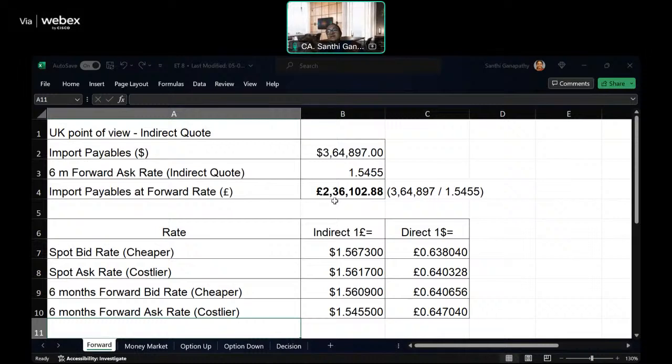That is why in a direct quote, bid rate is less than ask rate. In an indirect quote, bid rate is more than ask rate. Bid rate is always cheaper, but direct quote means it will be less when you compare just the numbers. Indirect quote means when you just compare the numbers, it will be more.